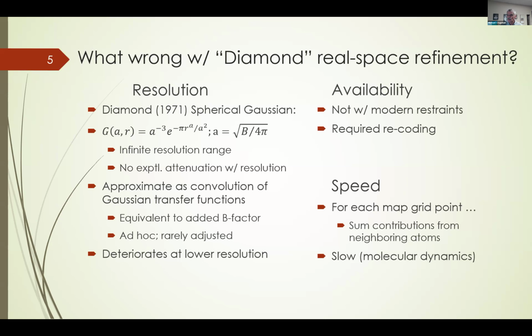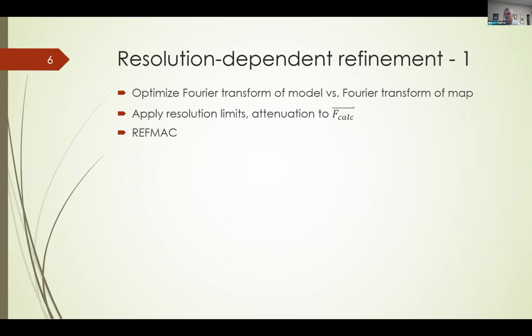And so we've heard some talk already about what one needs to do in terms of resolution-dependent refinement. And there are a couple of ways that one can do this. For instance, the program RefMac transforms everything into reciprocal space, both the observed map and also Fourier transforms the model, and the optimization is done in reciprocal space.